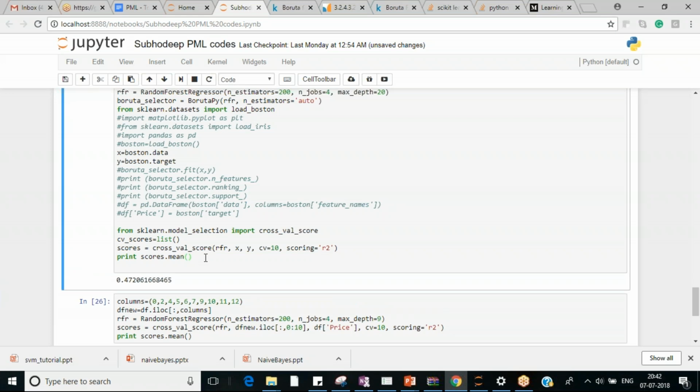See, it has now decreased. It means what happened is that we have tried too far, we have tried to go too far and had to overfit. And that's why my cross-validation score has reduced.